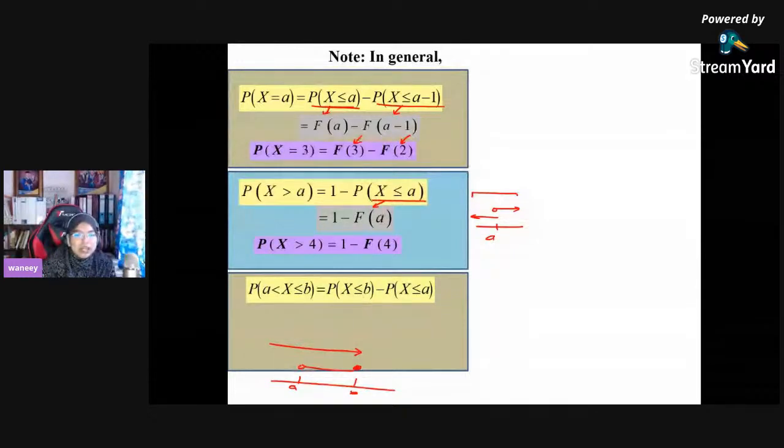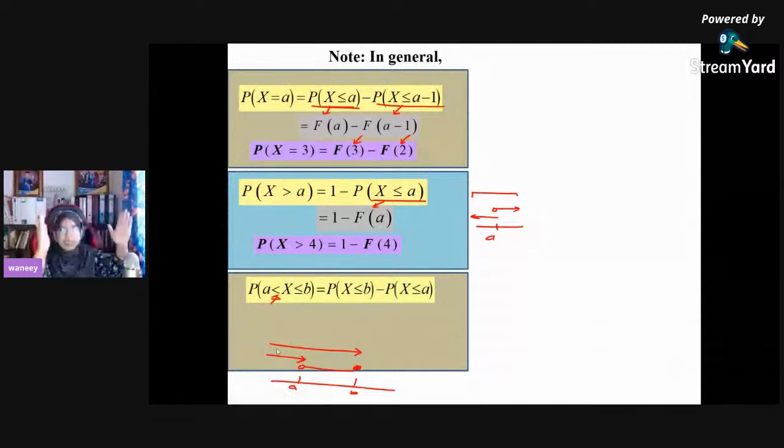But from here, I don't want the A. Therefore, I should start from the left hand side up until A. So I'm going to minus the A as well. So bila tolak A tu takkan ada dah lah. Sebab dekat sini dia kata tak boleh ada equal kan. So I don't want the A. So I'll take probability from the left hand side up until B, and then I'm going to minus the probability from the left hand side up until A. So what I will have left is the next one, which is A plus 1 up until B.